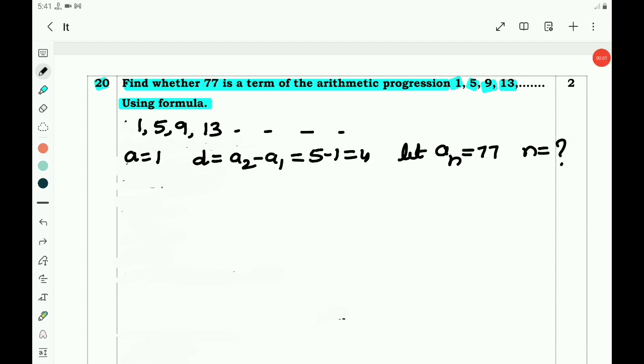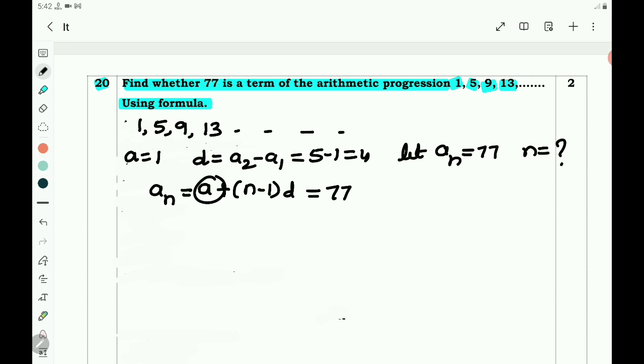Now you write the formula for an. An is given. We have to find n. An is taken as 77. So let us consider an equals 77. Let us find out the value of n. And an equals, what is the formula? a plus n minus 1 into d, which is equal to 77.